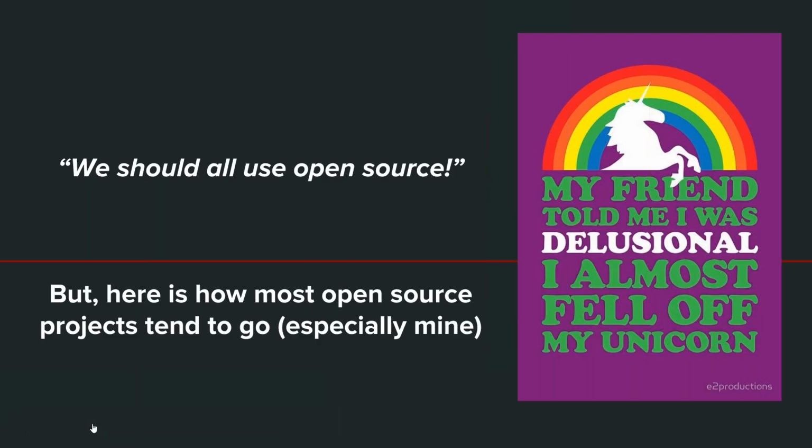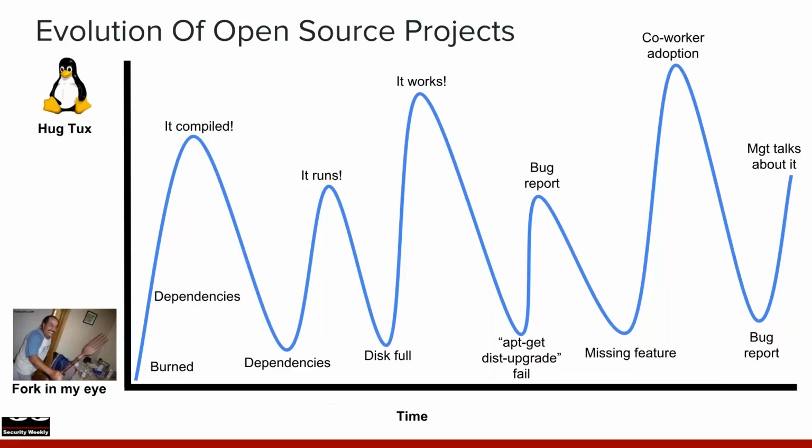So next slide. Then it comes down to, well, maybe we should all be using open source. But here's how most open source projects go. It's not all rainbows and unicorns when you implement open source software. So if you switch to the next slide, the evolution of open source projects, right?